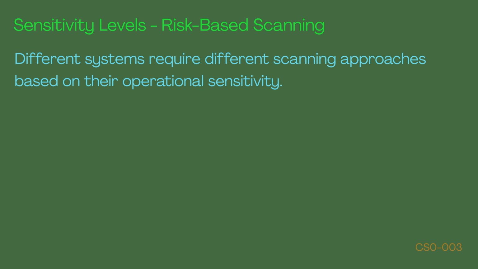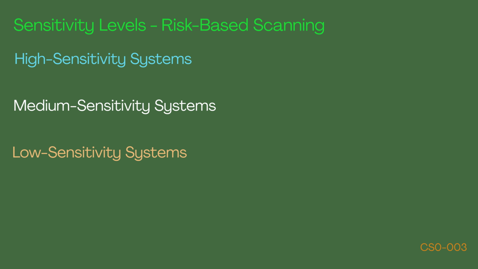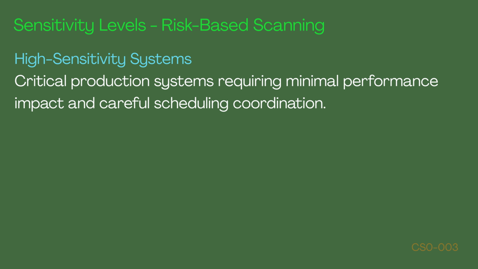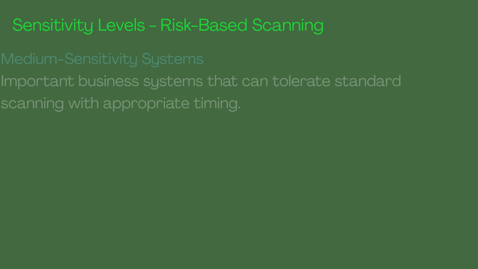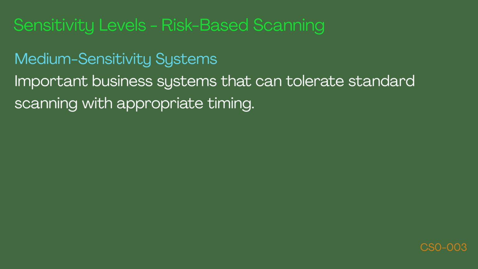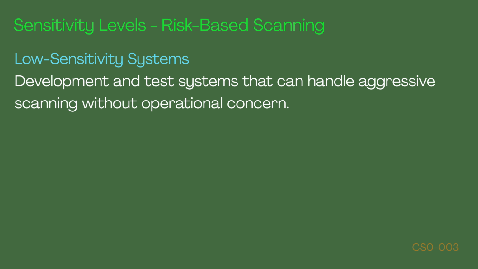And then we have sensitivity levels with risk-based scanning, because different systems require different scanning approaches based on their operational sensitivity. There are the high sensitivity systems, the medium sensitivity systems, and the low sensitivity systems. High sensitivity systems are critical production systems that require minimal performance impact and careful scheduling coordination. Medium sensitivity systems are important business systems that can tolerate standard scanning with appropriate timing. And your low sensitivity systems are development and test systems that can handle these aggressive scans without any operational concern.